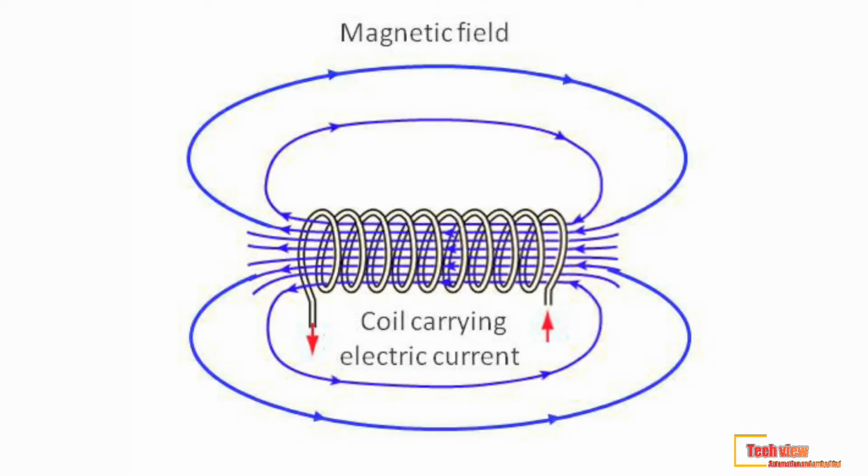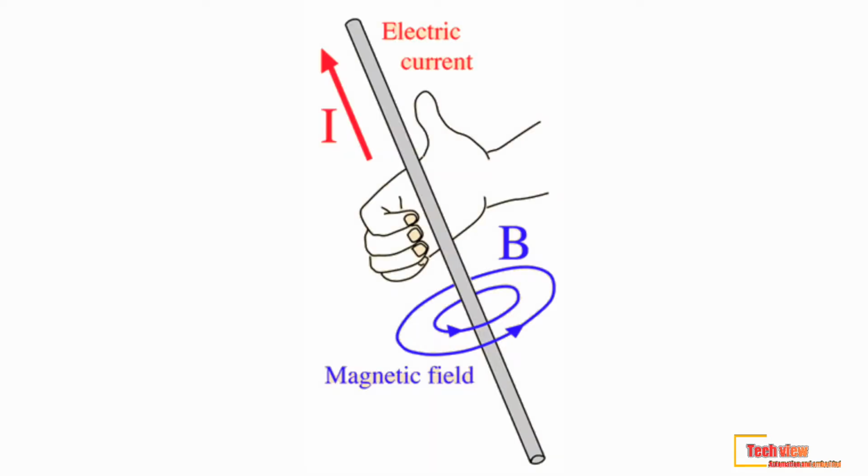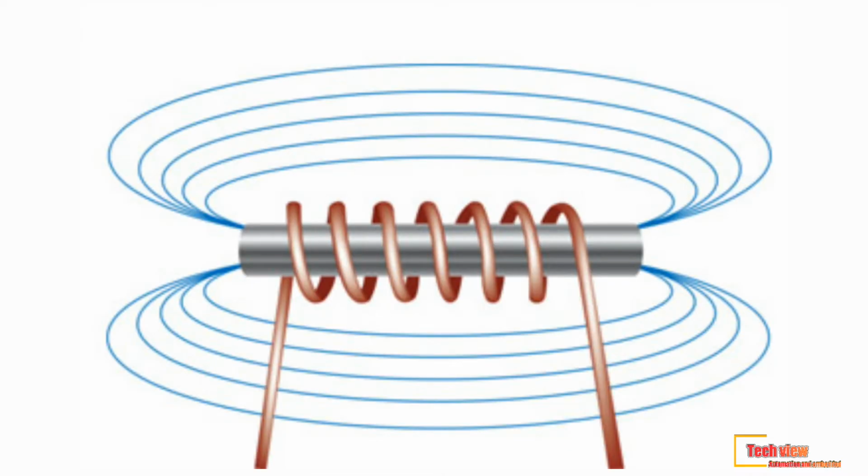The basic property of electromagnetism is that when an electrical current flows through a wire conductor, a magnetic flux is developed around the conductor. If we coil a lot of wire, we will get a strong magnetic field.